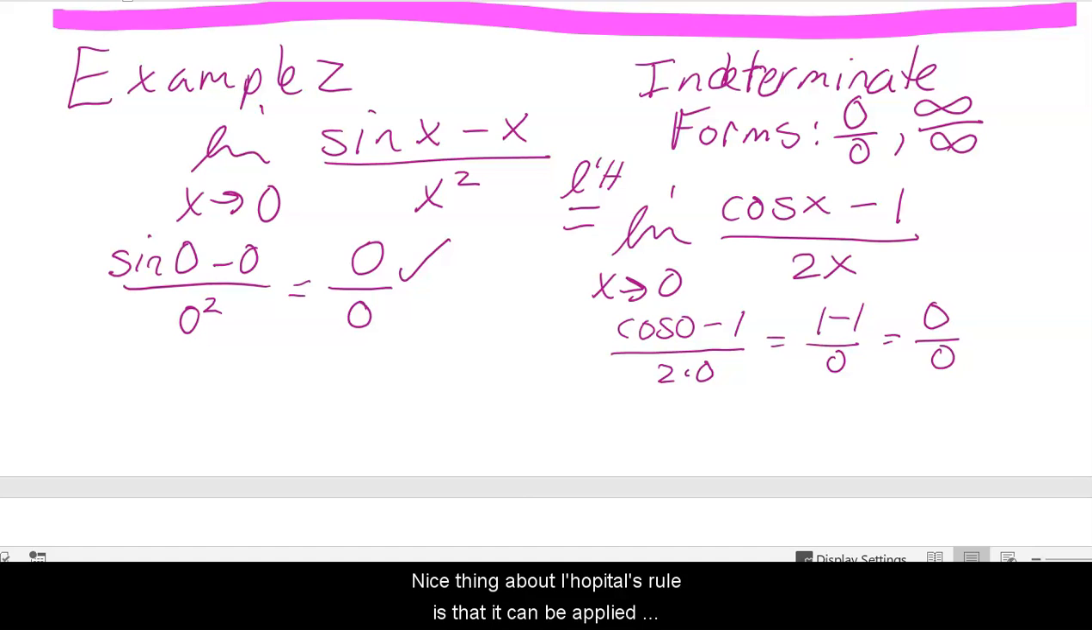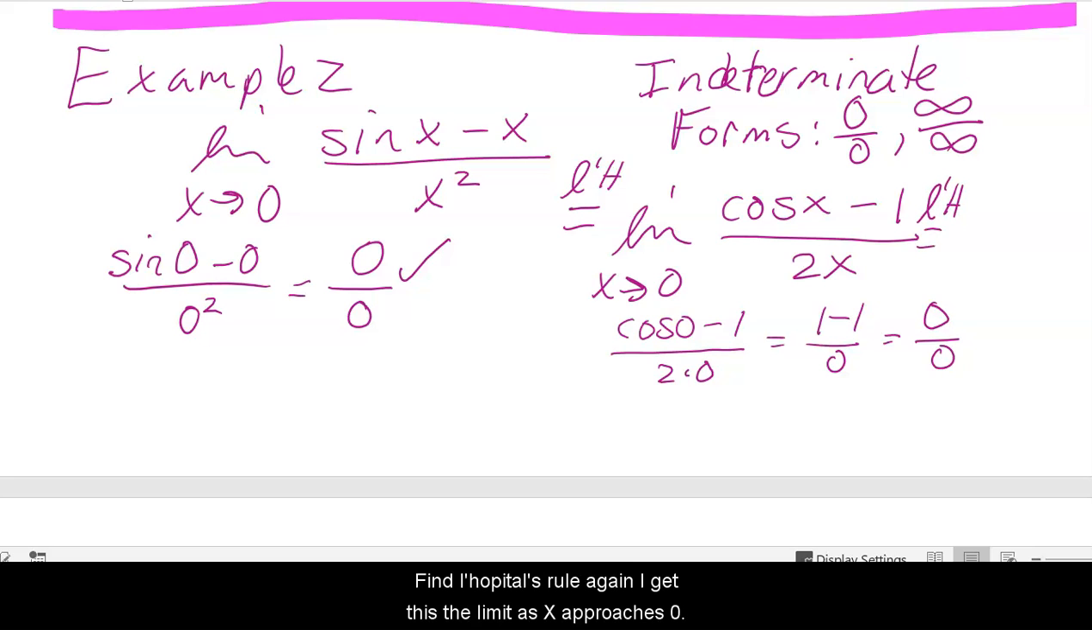The nice thing about L'Hopital's rule is that it can be applied over and over and over again until you get a result. In this case, note that because I have a basic indeterminate form, and because cosine of x minus 1 is differentiable near 0, and 2x is differentiable near 0, I can do L'Hopital's rule again.